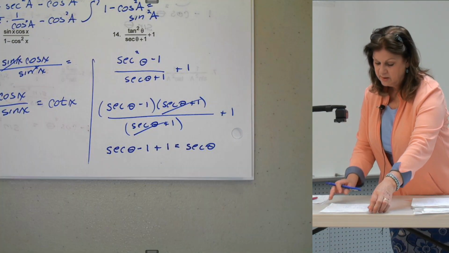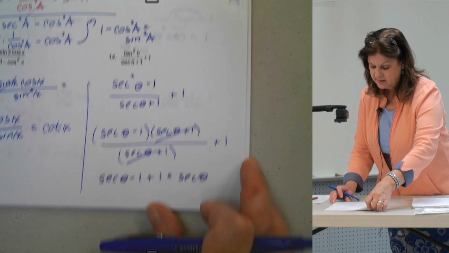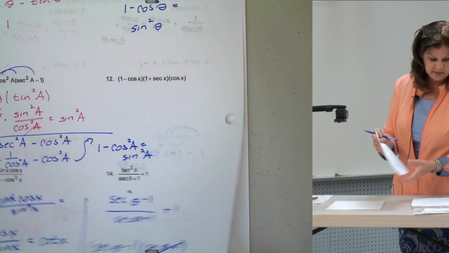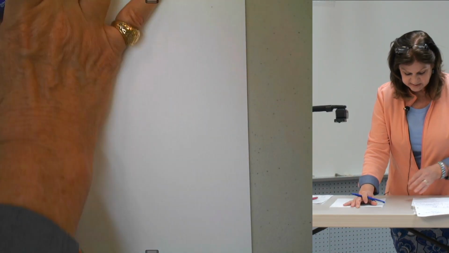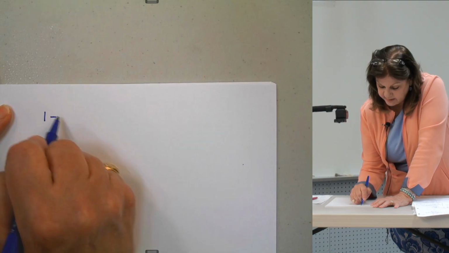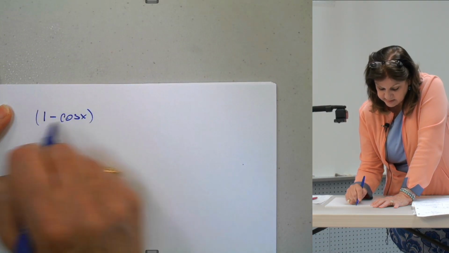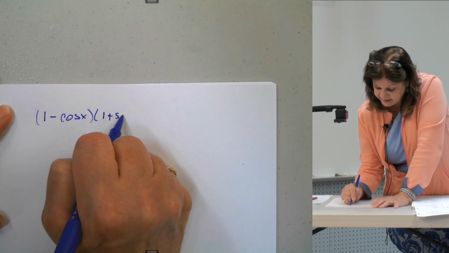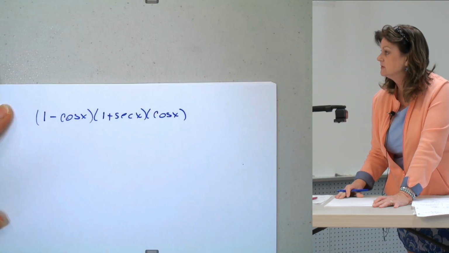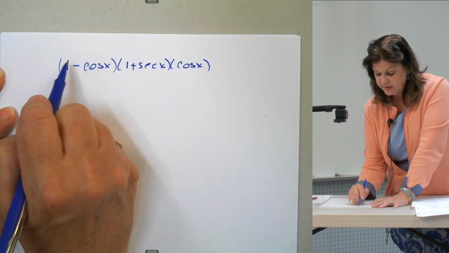Okay, here we go. I'm going to get a different sheet of paper for 12. We should have time to finish this. I'm almost sure we do. Let's go. I've got 1 minus cosine x, 1 plus secant x, and cosine x. Well, let's just start at the beginning and multiply these two together.